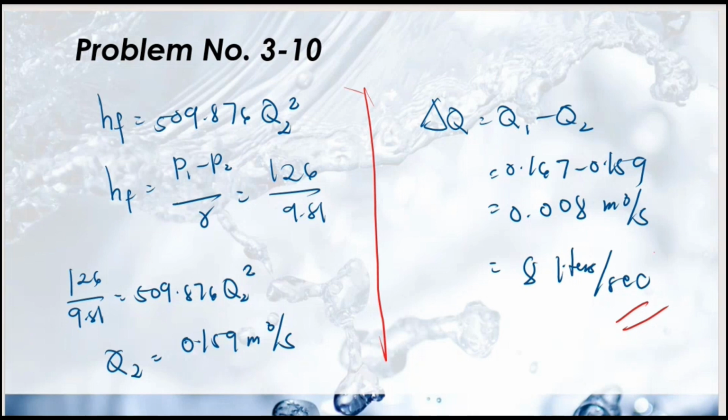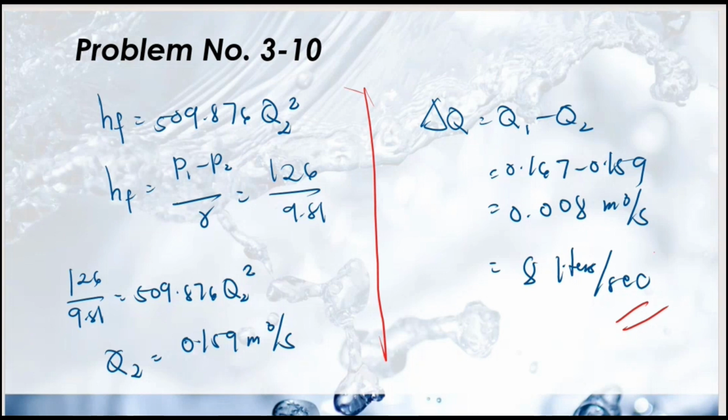Okay, Q is equal to AV. So we have the value of A, that is pi over 4 times 0.3 squared, multiplied by the velocity 4.865. So therefore, the value is 0.344 cubic meter per second. Okay, and this is the answer in this problem, since what we were looking for is the discharge, or what we call the flow rate.